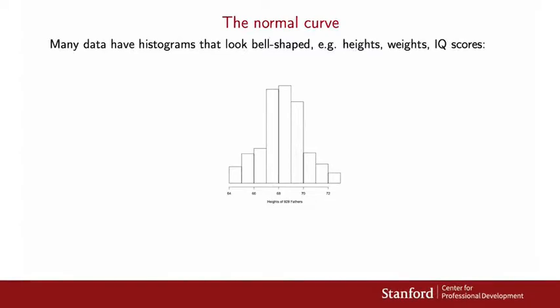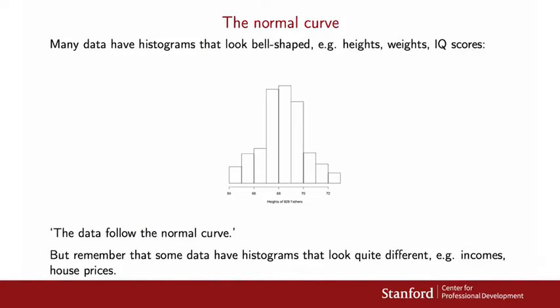Heights, weights, IQ scores, and many other data have a histogram which has a bell shape. The histogram that you see here shows the heights of 928 fathers that were collected by Sir Francis Galton in the 19th century. This is a typical example of a bell-shaped histogram. In such a case, one says that the data follow the normal curve. But keep in mind that some data have histograms that are quite different. We already saw that when we looked at incomes.